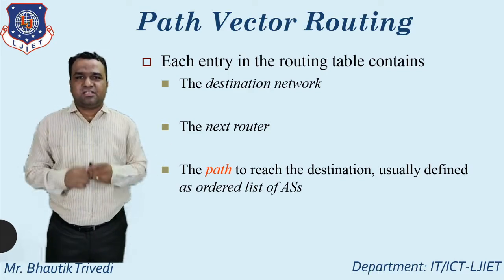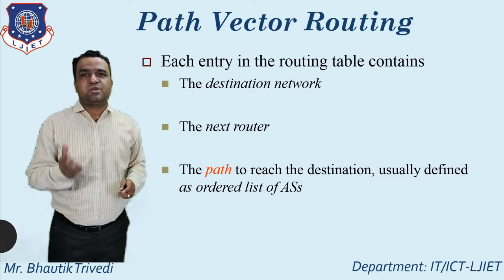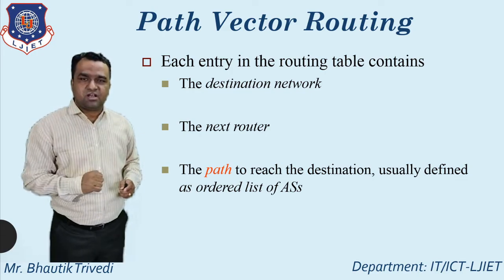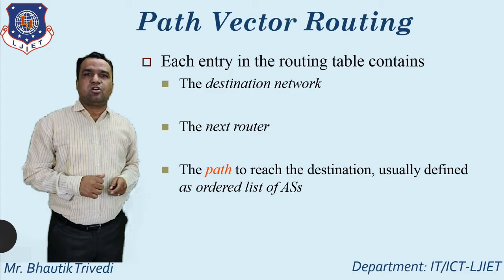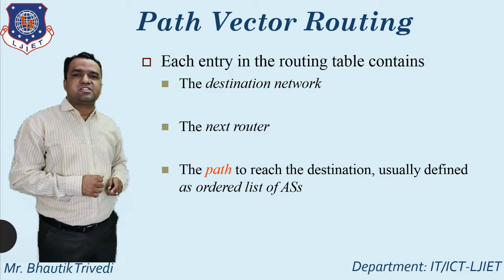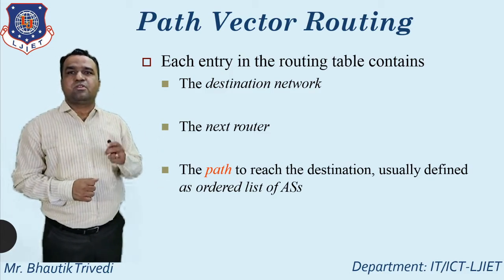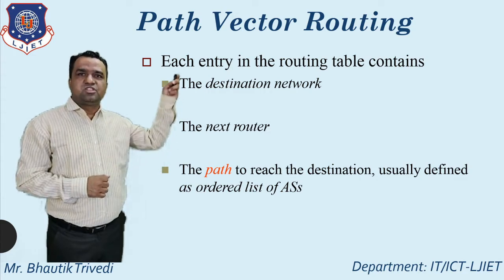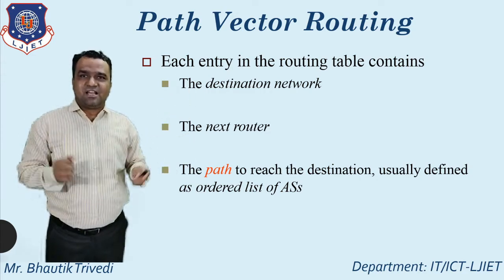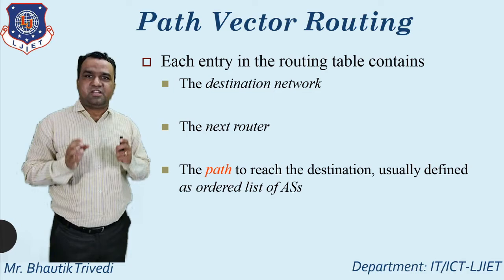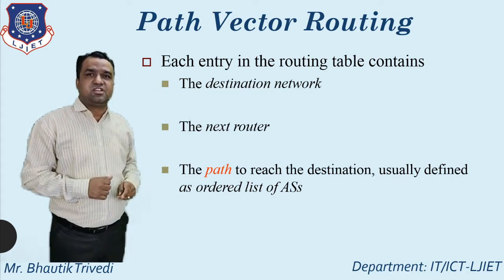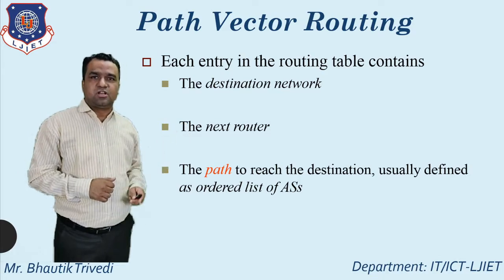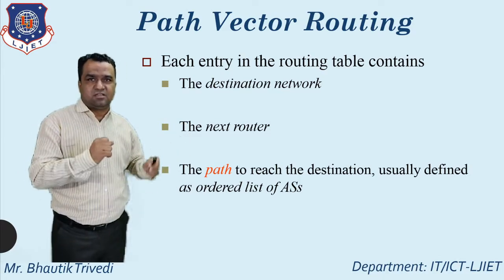What is the meaning of path here? If I want to transmit data from sender to receiver, from source to destination, the path is the ordered list of ASs, meaning the ordered list of autonomous system numbers. This is the way you can manage the routing table. Again I repeat the three important points: first, the destination network; second, the next router; and third, the path.